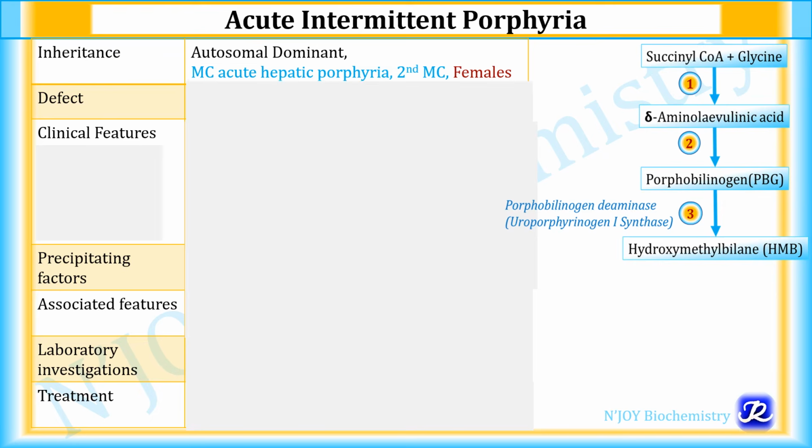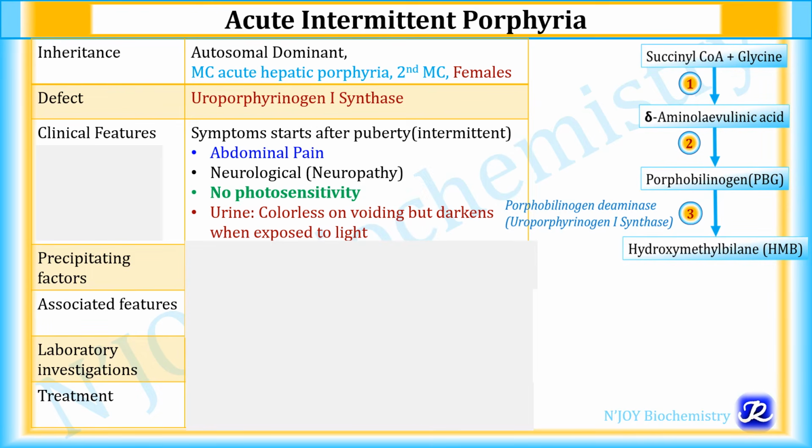This acute intermittent porphyria is an autosomal dominant condition. It is the most common acute hepatic porphyria and the second most common porphyria. It occurs mostly in females. It is due to defect in uroporphyrinogen I synthase. So there is no formation of hydroxymethylbilane from porphobilinogen, and it leads to accumulation of porphobilinogen and delta aminolevulinic acid, and it leads to clinical manifestations like neurological manifestations and abdominal pain. The biochemical basis has already been explained in the previous slides.